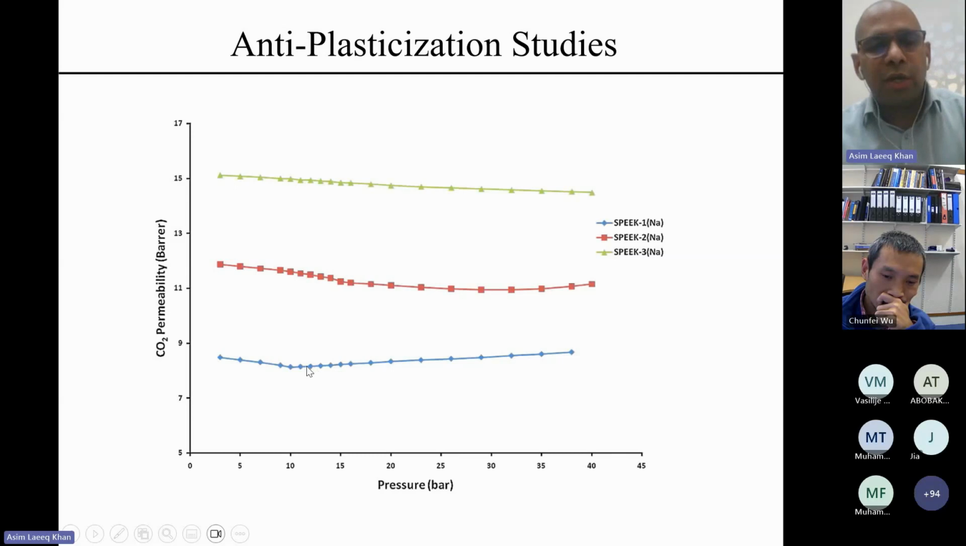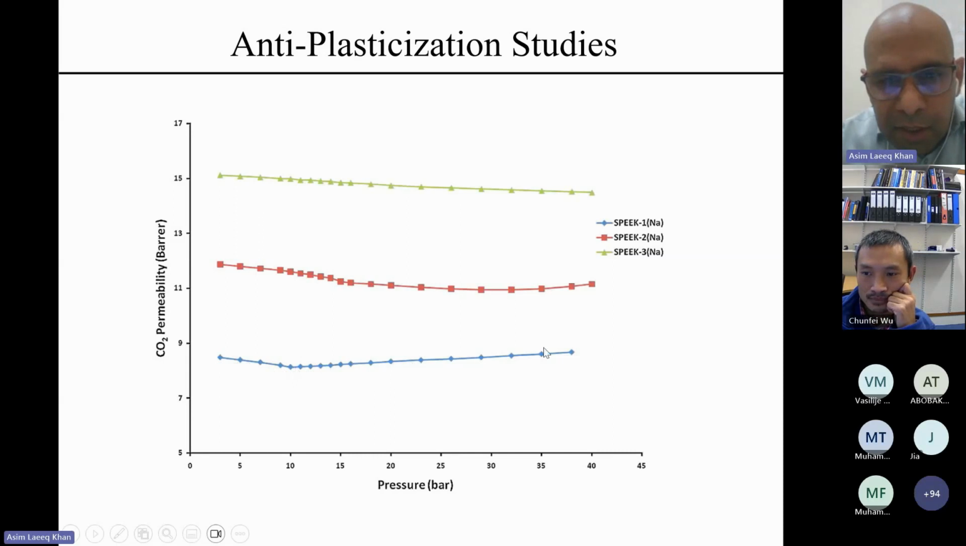The results also showed us what happens as we increase the pressure. This is the result for the membrane that has a very low degree of sulfonation. You can see that up to a certain pressure it is stable, and after that, the permeability starts to go up because the membrane is being plasticized. There is an increase in free volume, which is leading to an increase in permeabilities. But in the case of a high degree of sulfonation, we can clearly see that the membranes were stable even up to 40, 45 bar, which is a considerably higher pressure for a polymeric membrane.